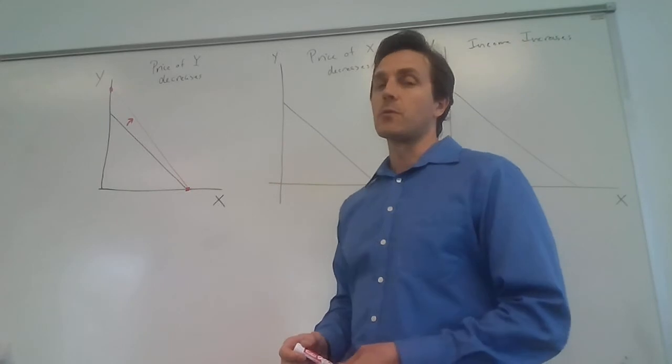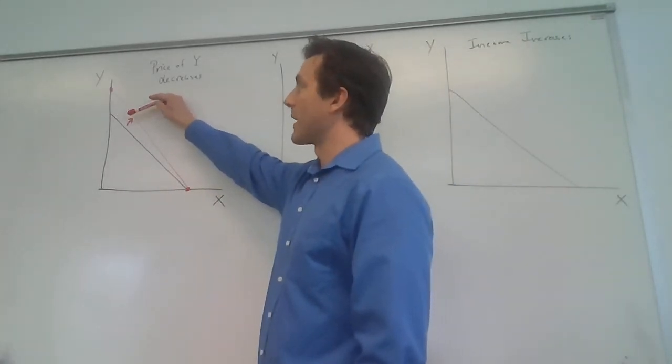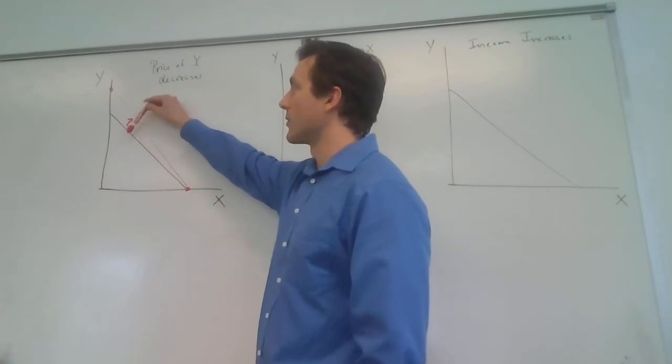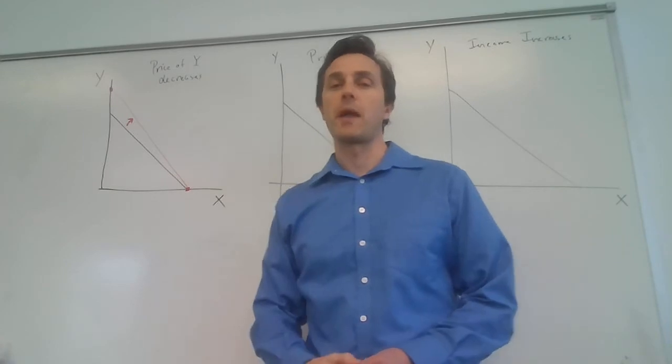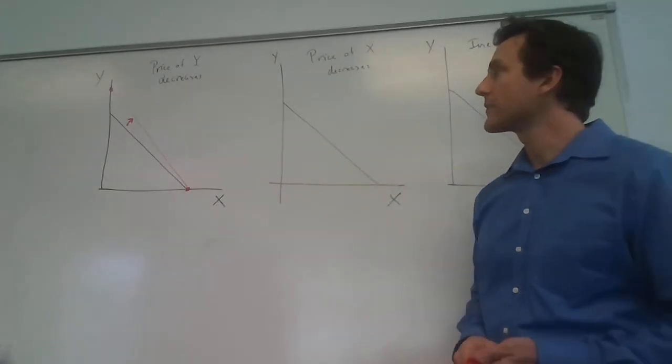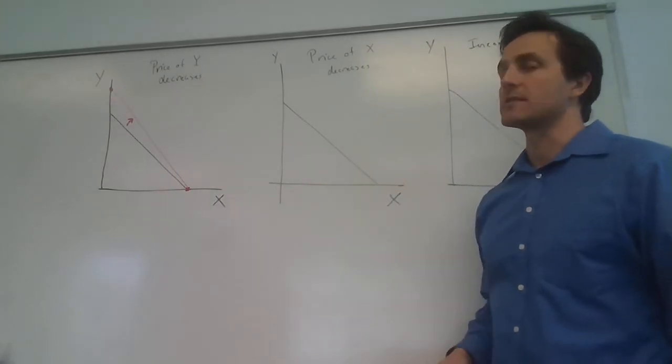Now you can imagine, what if the price of Y increased? Well, it's essentially the opposite, right? They would be able to buy less Y, and so the budget constraint would shift downwards, in the opposite manner. Okay, so now let's think about what happens to somebody's budget constraint when the price of X decreases.